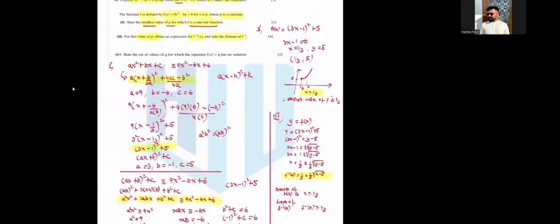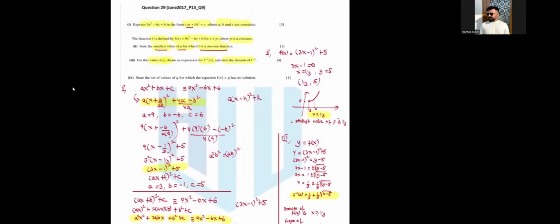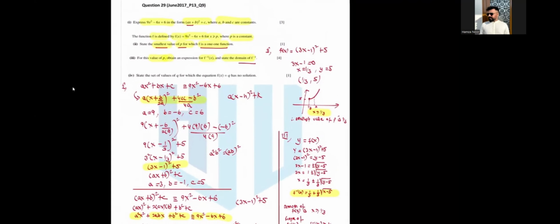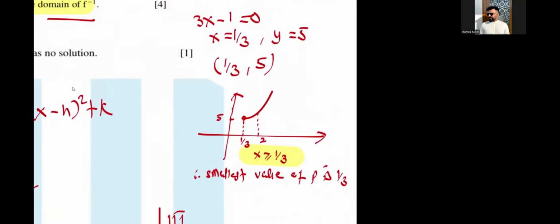And now we also need to state the domain of f inverse. For that purpose, we need to see what is the range of f(x). As I've already sketched the graph of f(x), by observing the graph I can say that the range of f(x) is f(x) greater than or equal to 5, meaning f(x) is greater than or equal to the y coordinate of the turning point of the quadratic graph. This is basically the range of f(x).